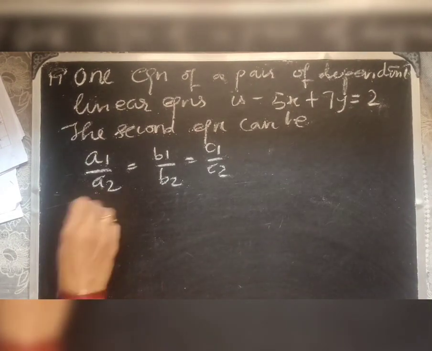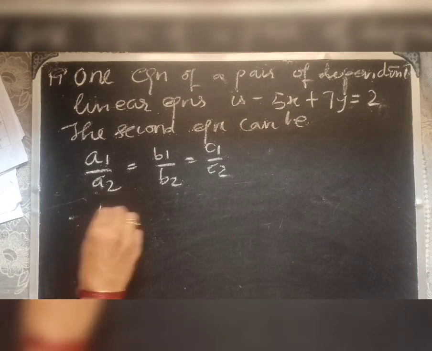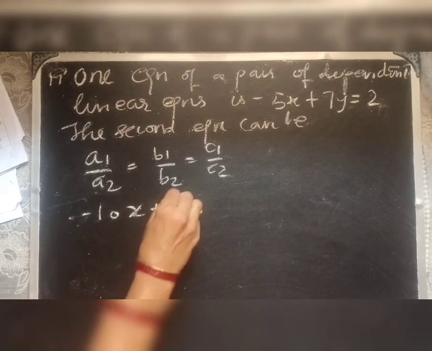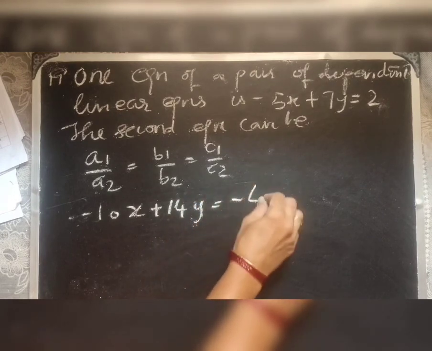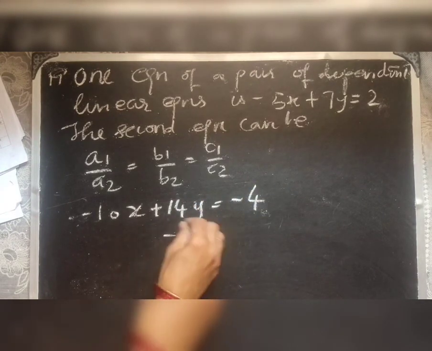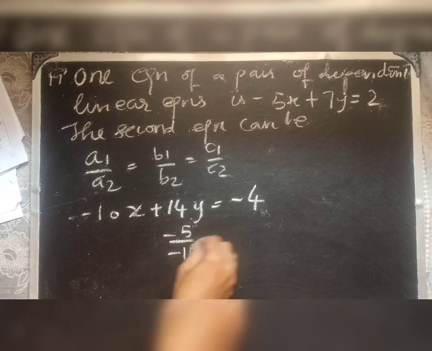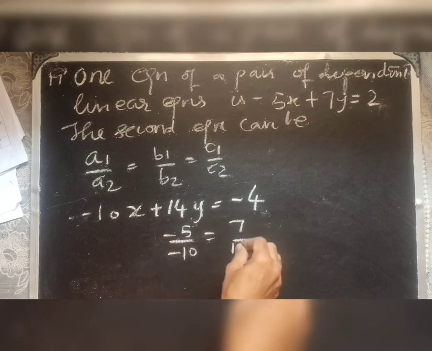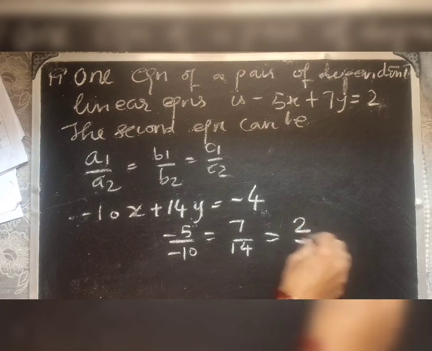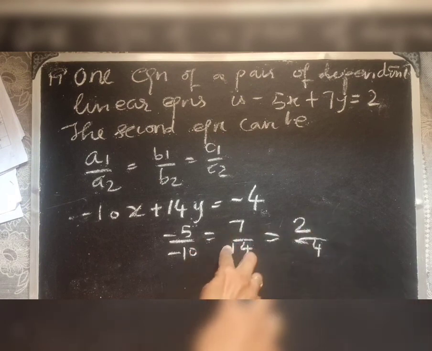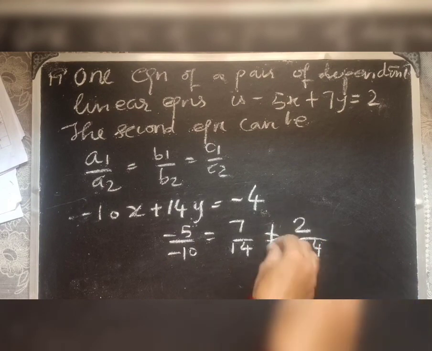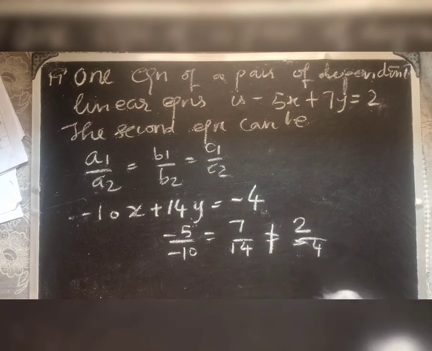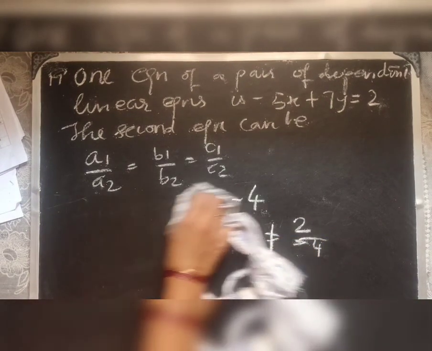Then we go to the third one. Third option is minus 10x plus 14y is equal to again minus 4. So what happens? Minus 5 by minus 10 is equal to 7 by 14 is equal to 2 by minus 4. Here these two are positive 1 by 2, but here this is minus 1 by 2. So as a result, here it is coming as not equal. So again this is not the correct equation.